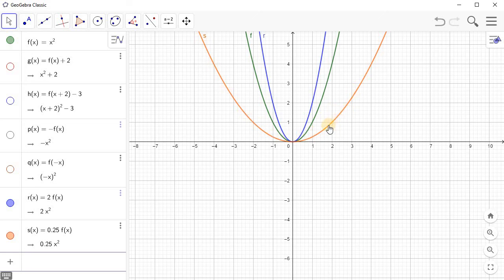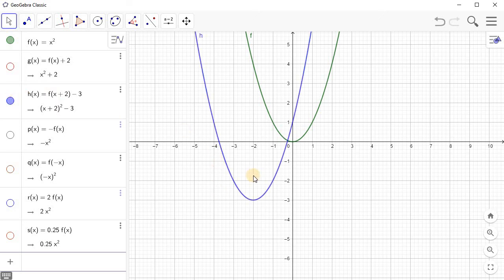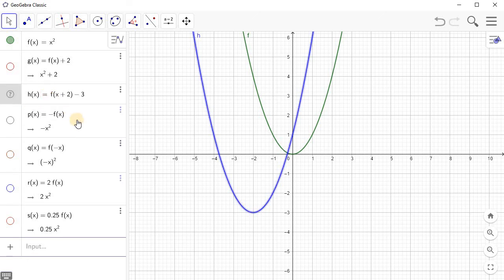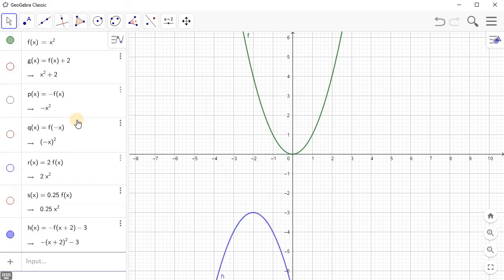And that's what the transformations do. And you can see here on this one, see how this shifted to the left 2 and down 3? Well, watch this. If I put a negative in front, see, it still shifted it to the left 2 and down 3, but then it also reflected it about the x-axis.